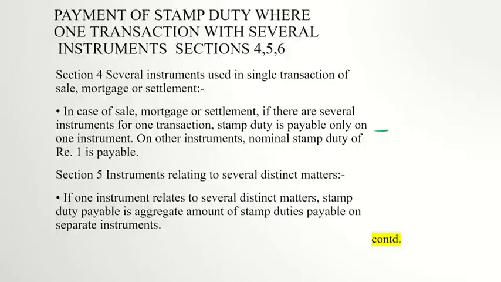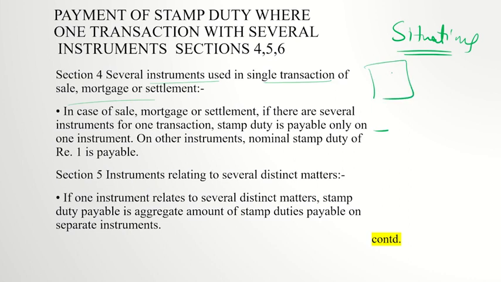Payment of stamp duty where one transaction has several instruments. There are many situations and confusions which we have when we pay stamp duty. For that we have section 4, which talks about when there are several documents used in a single transaction. Suppose I have a big property and I am selling it to 4 different people. Then I basically have 4 documents for one single transaction.